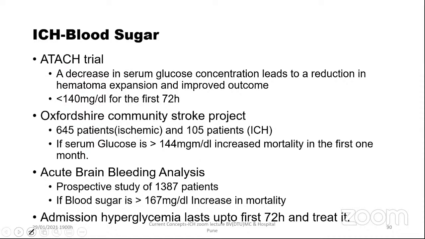Blood sugar attached trial: a decrease in serum glucose concentration leads to a reduction in hematoma expansion and improved outcome. So the blood sugar should be less than 140 milligrams per dl for the first 72 hours, and this has been studied repeatedly.